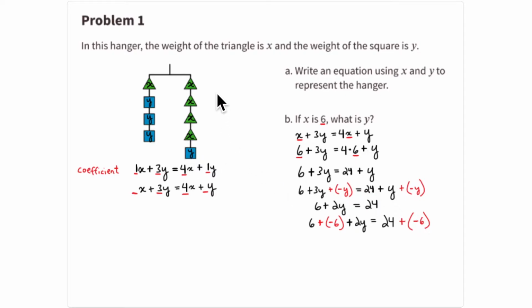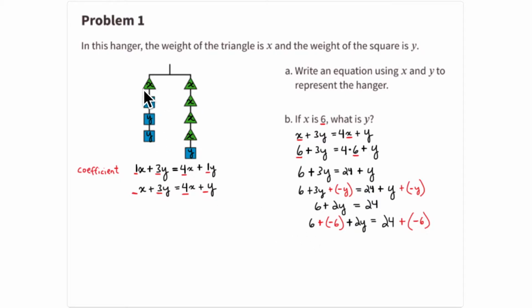You're left with 24 on the right side. So this is 24. And if you cross out one of these y's, again, that's like adding negative y. So 3y plus a negative 1y equals 2y. So now you have 6 plus 2y equals 24. So 6 plus 2y, and the value that you have on this side is just 24 now.